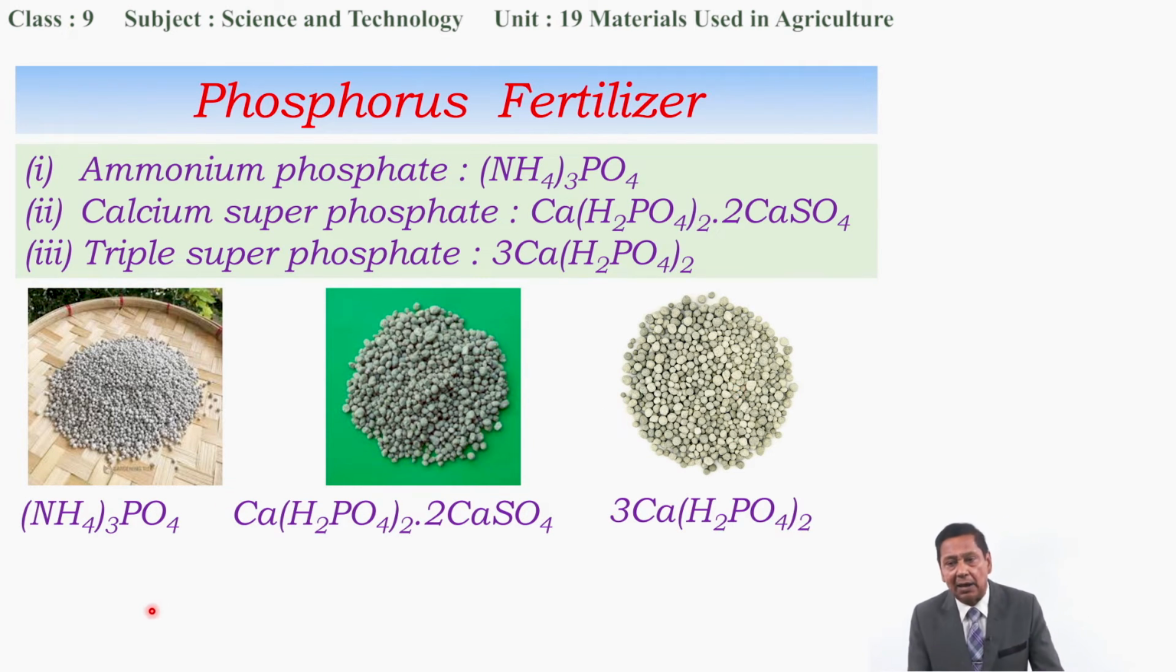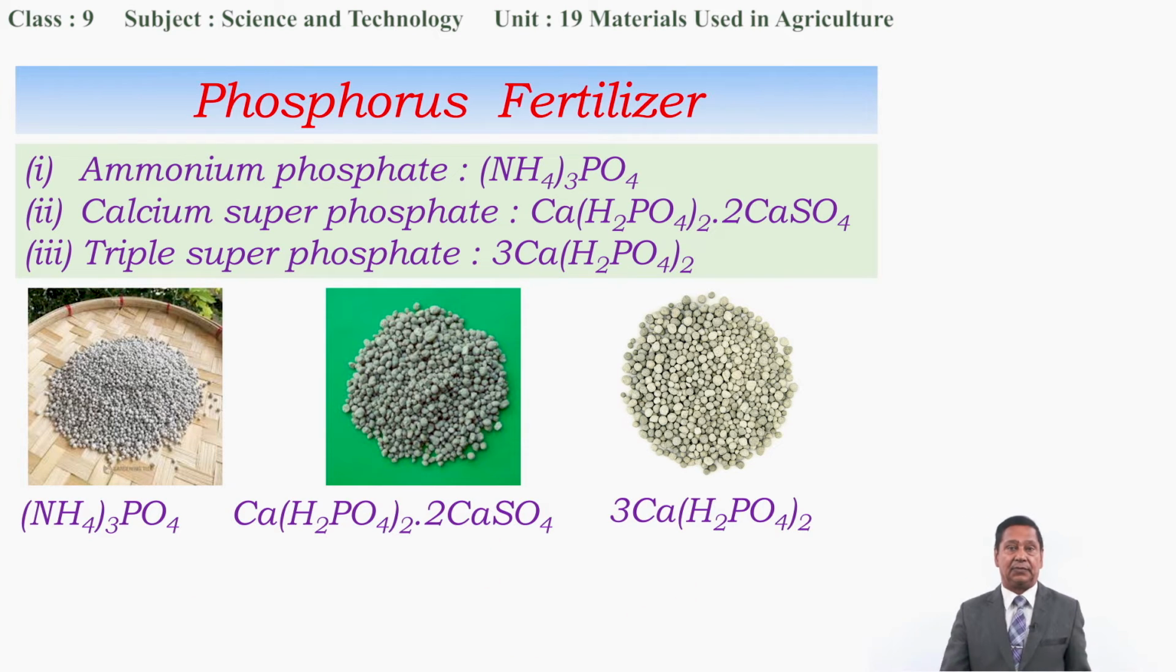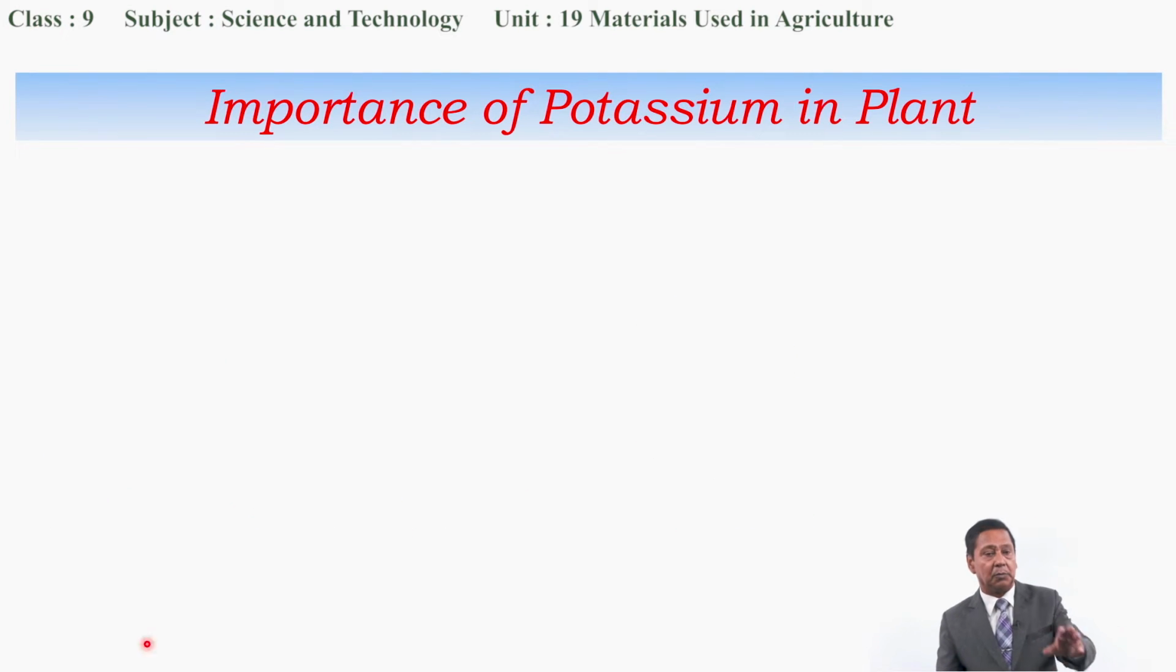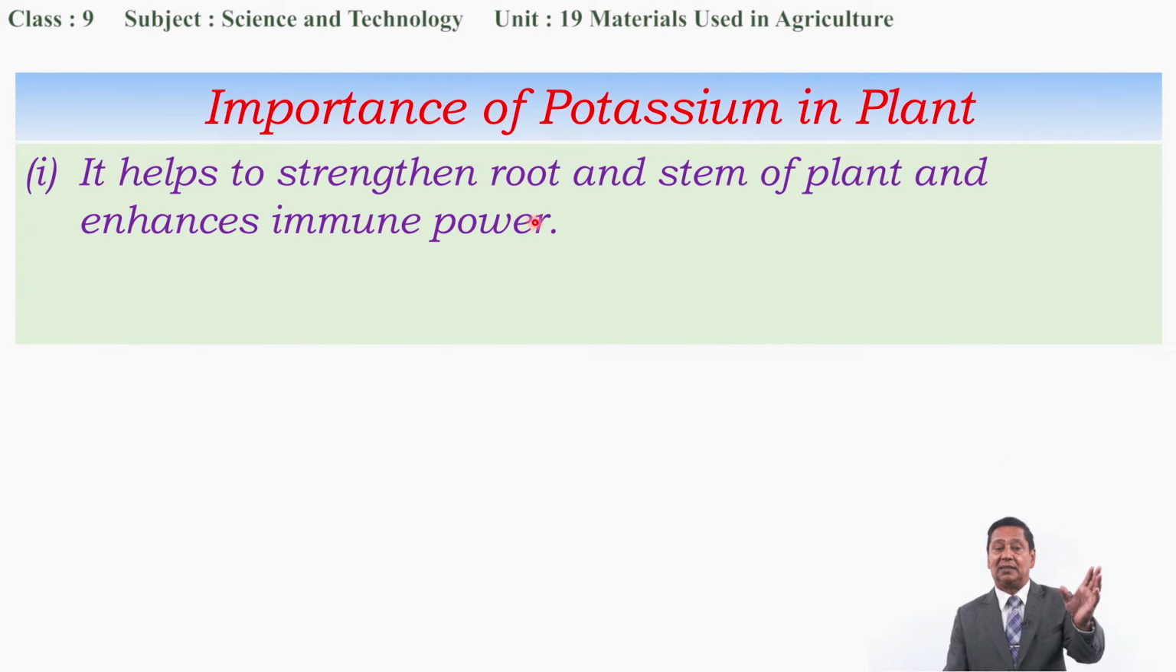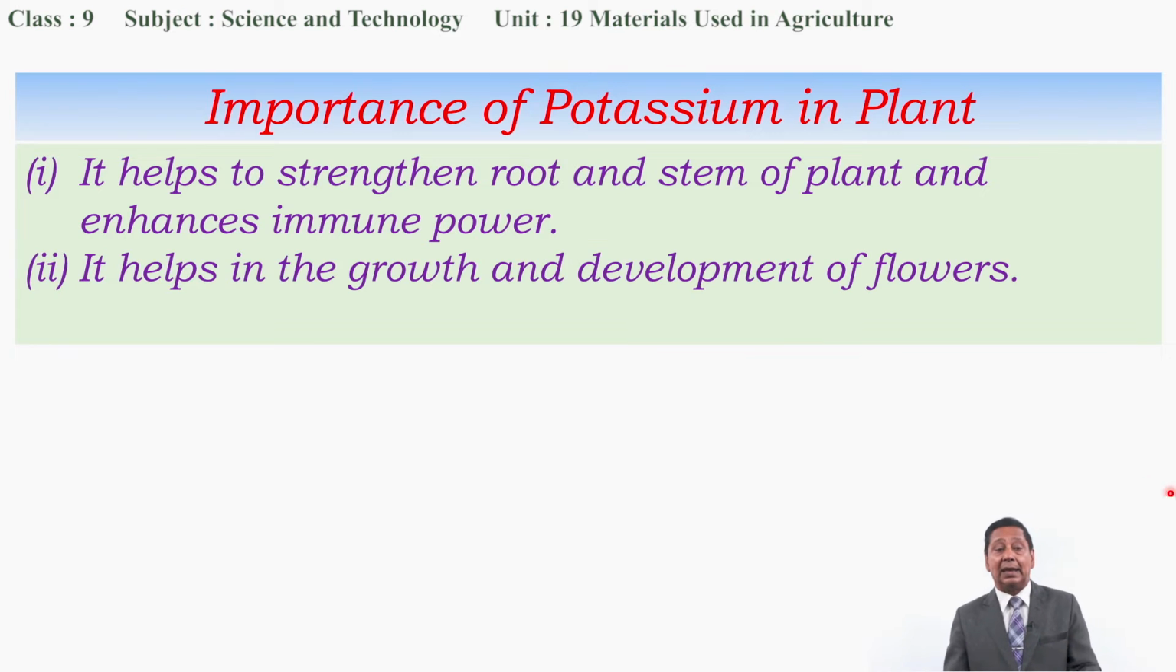Now, I want to talk about the potassium. First, importance and what happens if there is deficiency of potassium, and which chemical substance or fertilizer is used to solve this problem. What is potassium? Importance of potassium, we can say this way. It helps to strengthen root and stem of plant and enhances immune power. The major point is it enhances the immune power. Which one? Potassium. So another importance, it helps in the growth and development of flower.